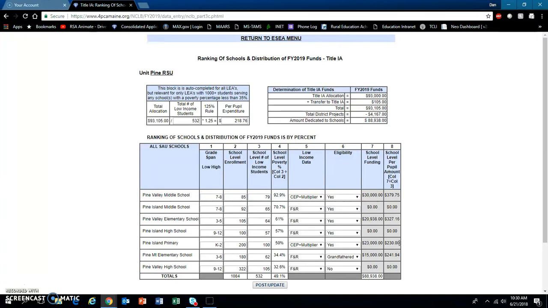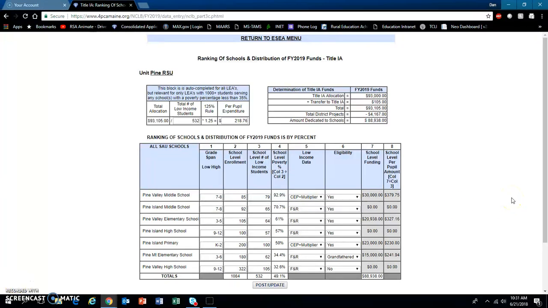Then there's the 125 rule that says if we're servicing schools at less than 35%, along with schools greater than 35%, we must ensure that the school level per pupil amount in column 8 meets the 125% per pupil expenditure amount that's been calculated in our little chart in the upper left-hand corner. So that chart says we must ensure $218.76 per student in column 8. And we do meet that requirement as well.